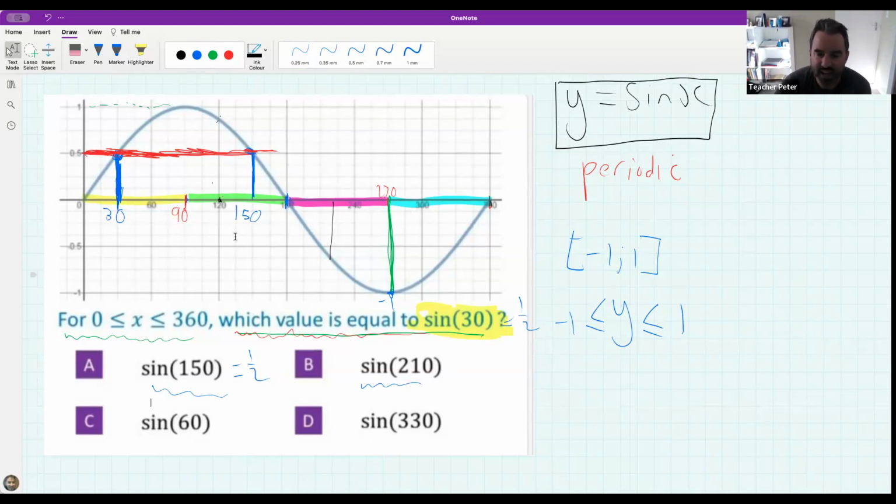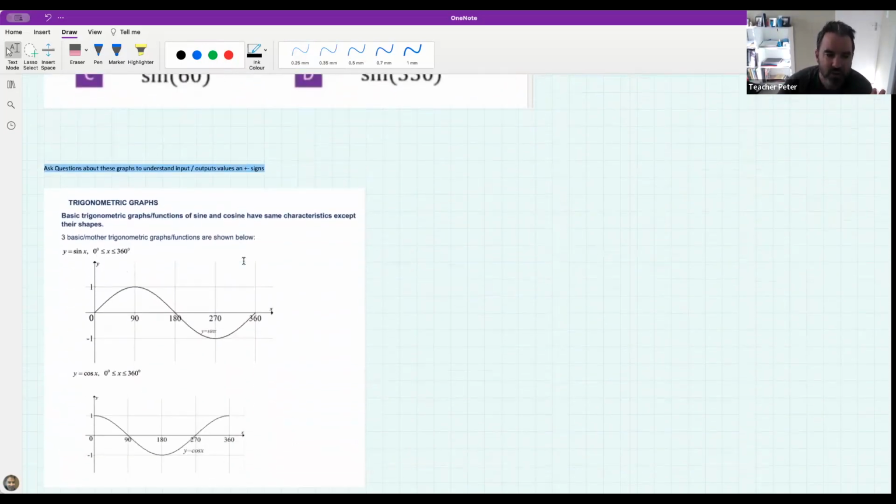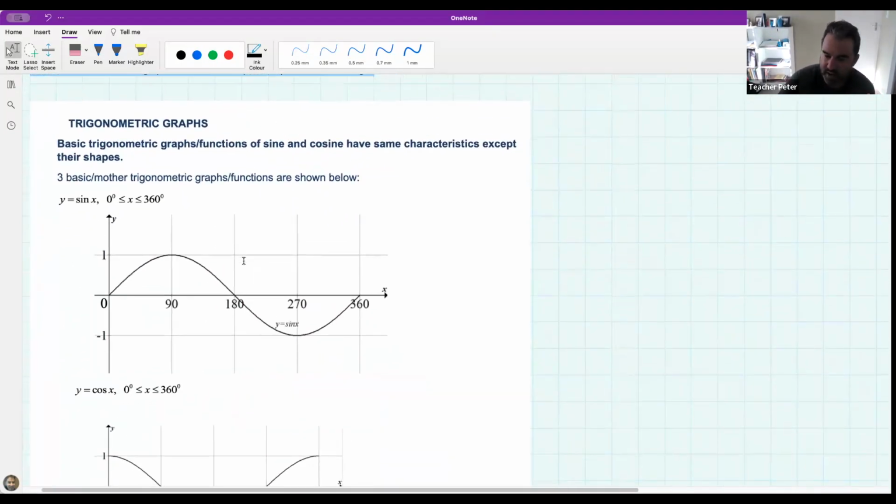Okay, we're going to come back to this in a later thing. So if you're feeling confused, don't worry. I just wanted to give you an overview, so you know what the basic trig functions look like. I'm going to explain where they come from later in the lesson. But here's the sine graph, and it goes up to 1 and down to -1.